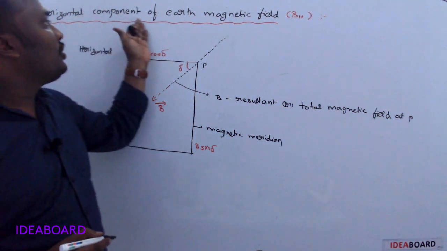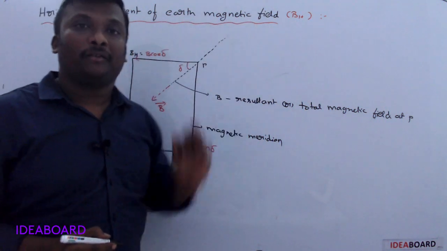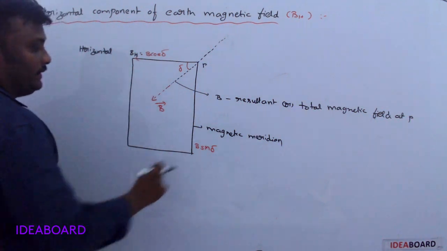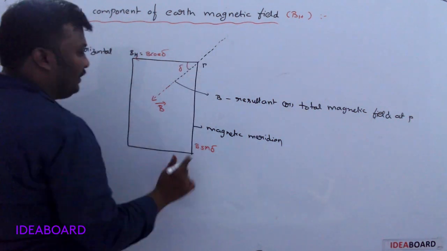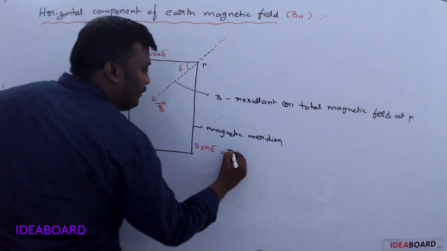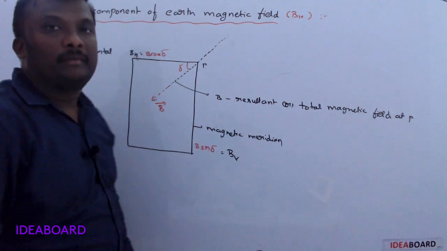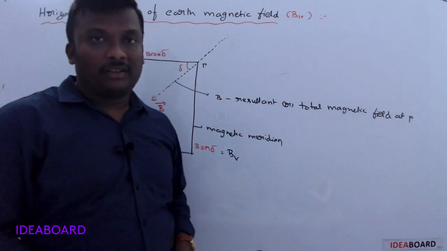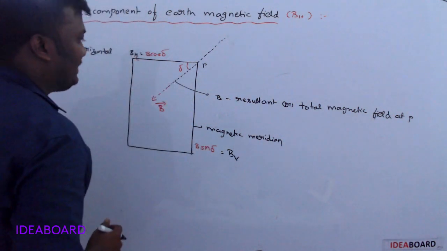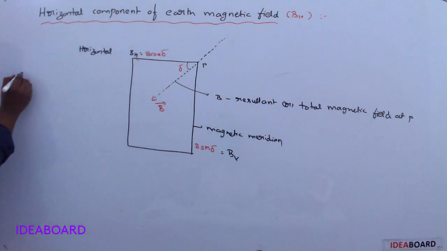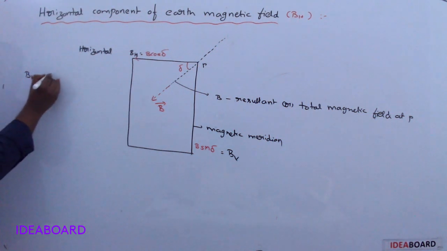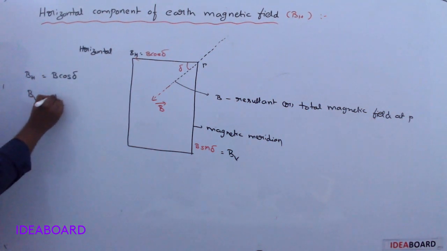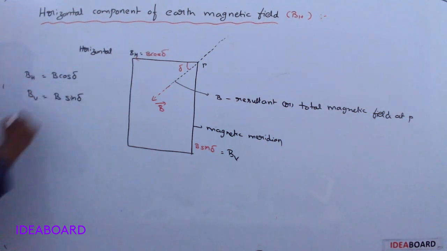BH is nothing but the horizontal component of earth's magnetic field. So what is the value of BH here? B cos delta. And another one, which is in the vertical direction, hence it is named BV, the vertical component of the magnetic field. Understand? So let us see here. From this diagram we have certain formulas now. BH is equal to B cos delta and BV is equal to B sin delta.